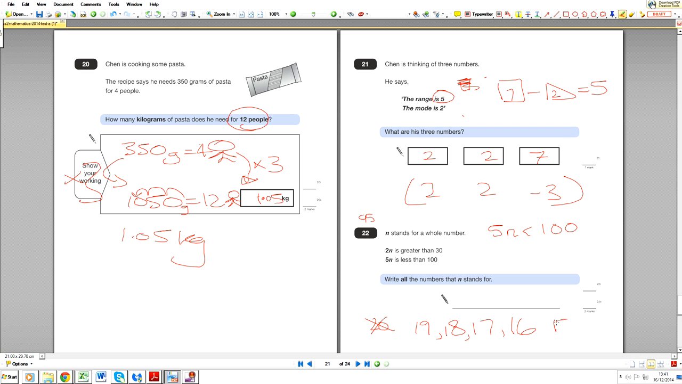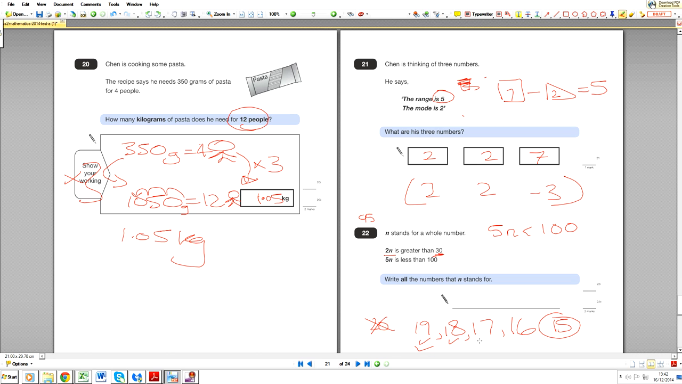Okay, now, here comes the tricky bit. 15. Before we say yes, let's think. 5 times by 15 is less than 100. But he says here that 2n is greater than 30. When you double it, it's more than 30. When you double 19, you get more than 30, and it's less than 100 if you times by 5. 2 times by 18 is more than 30, and 5 times by 18 is less than 100.